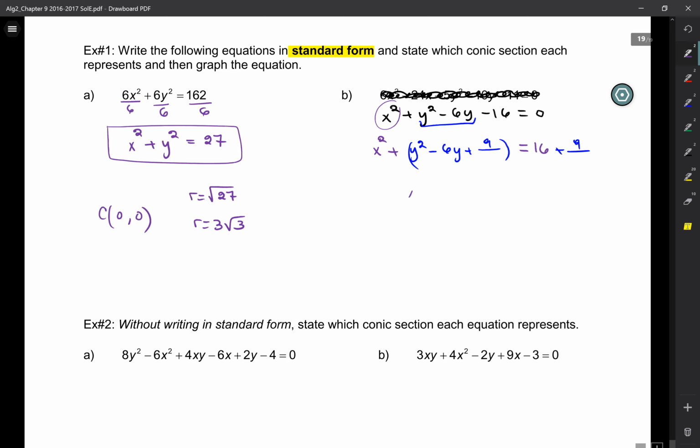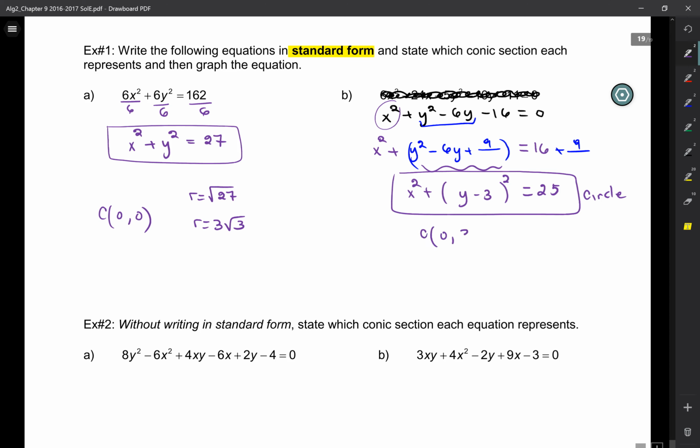So my equation is x squared plus, how do I factor that blue part? I have a y minus 3 squared, yes, equals 25. Okay, so that's a circle. What's the center? 0 and 3, and what's the radius? 5. All right.